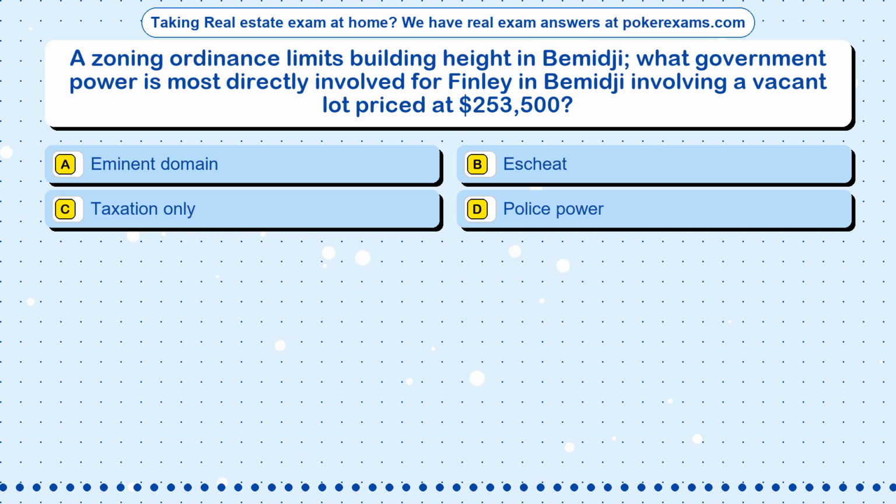Question 64. A zoning ordinance limits building height in Bemidji. What government power is most directly involved for Finley in Bemidji involving a vacant lot priced at $253,500? Option A, eminent domain. Option B, escheat. Option C, taxation only. Option D, police power.